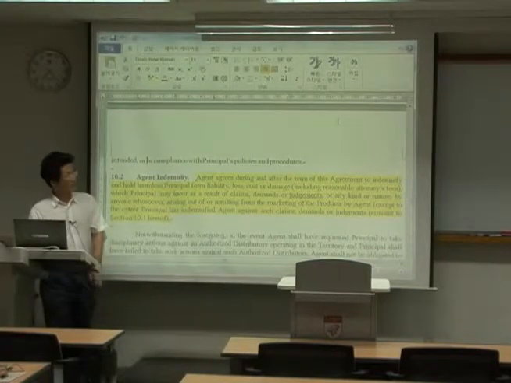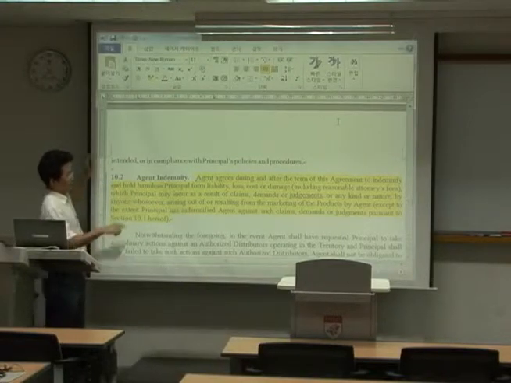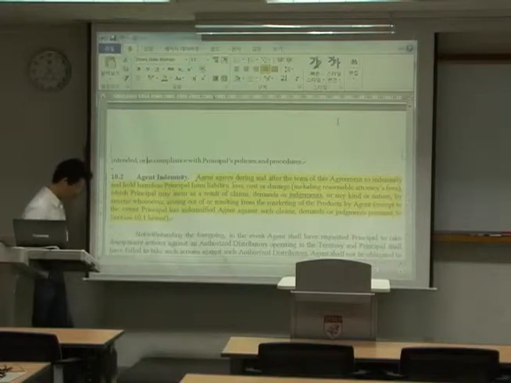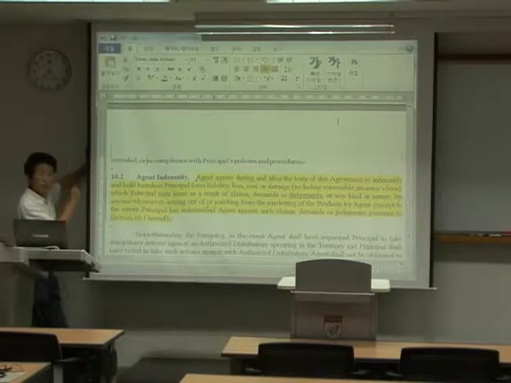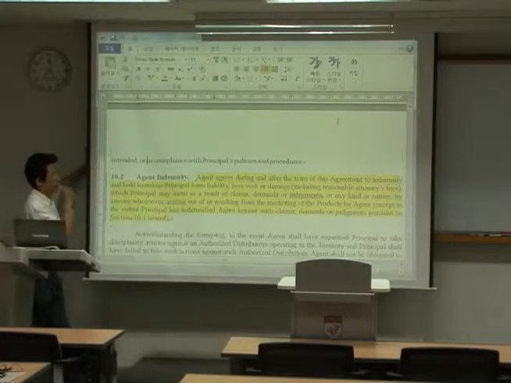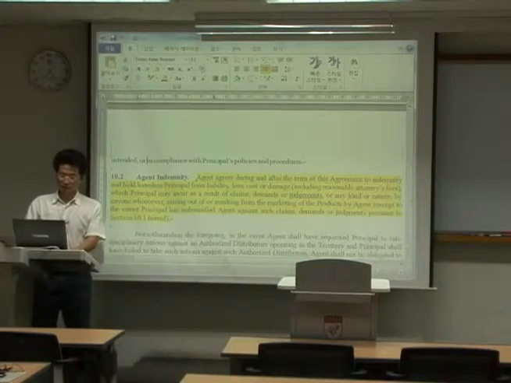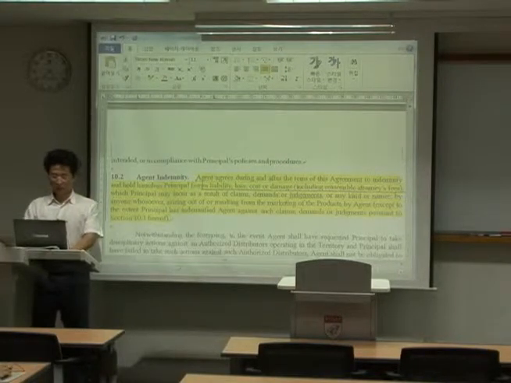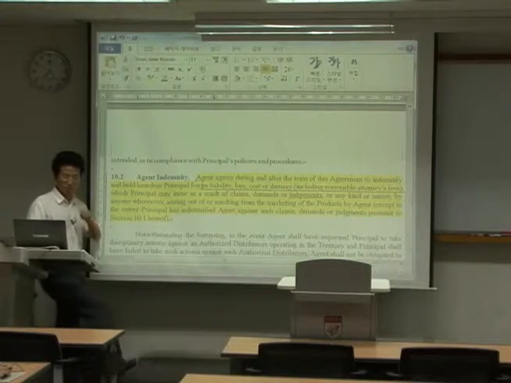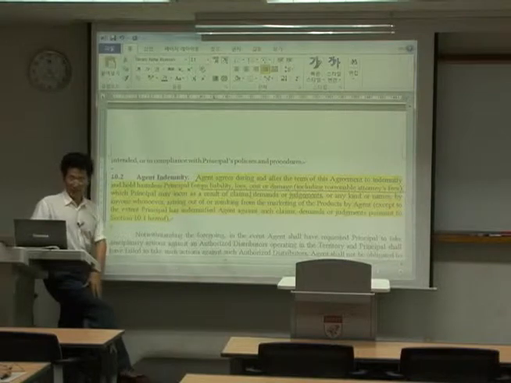Let's look at 10.2. Agent agrees during and after the term of this agreement to indemnify and hold the principal harmless. Okay, read together: indemnify and hold harmless. This is a typical indemnification clause, a typical protection agreement. Principal, from, there is a spelling error here. It's not "form," it's "from." From liability, loss, cost, or damages, including reasonable attorney's fees, which principal may incur as a result of claims, demands, or judgments of any kind or nature by anyone whatsoever arising out of or resulting from the marketing of the products by agent.